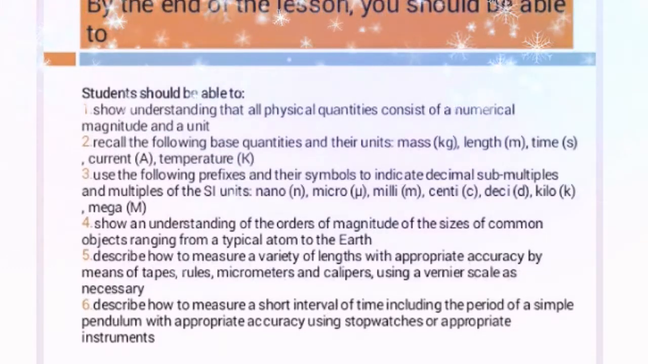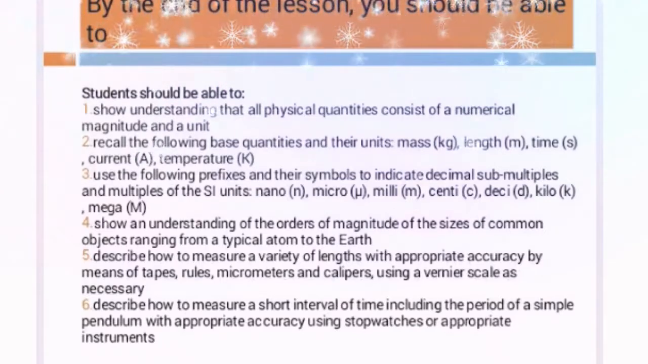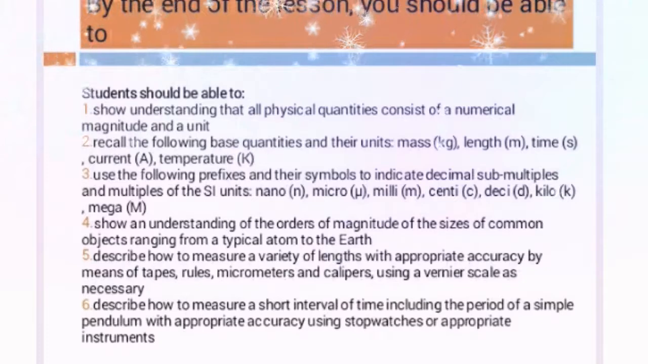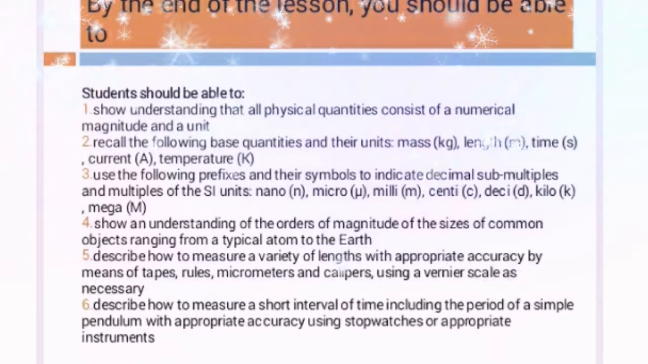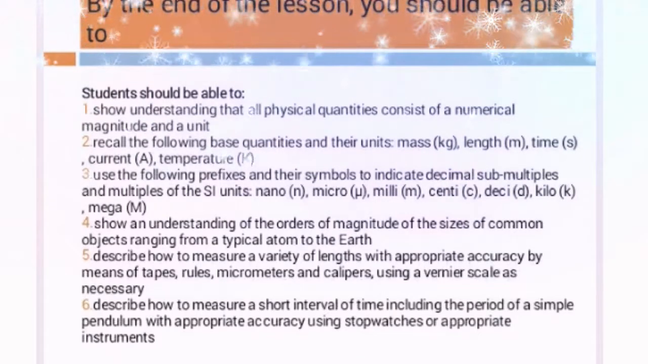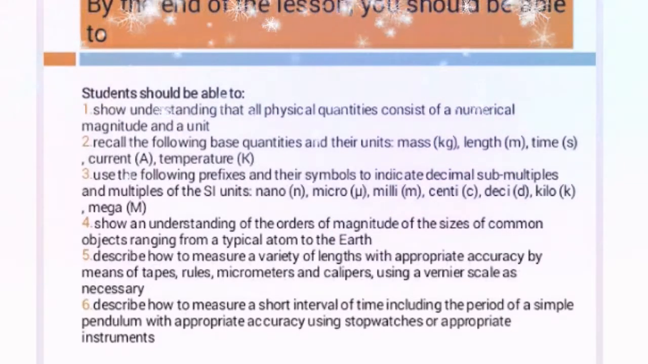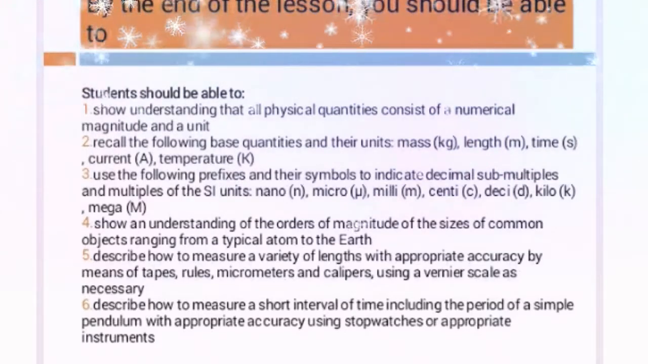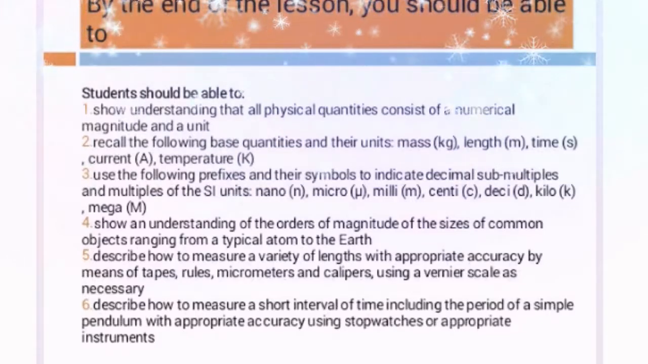Now, at the end of this lesson, you should be able to show an understanding that all physical quantities consist of a numerical magnitude in the unit, and recall the various base quantities in their units, that is mass, length, time, current, and temperature. You should also use the prefixes and their symbols to show decimal multiples and submultiples of the SI units. Show an understanding of the orders of magnitude of size of common objects ranging from a typical atom to the Earth.